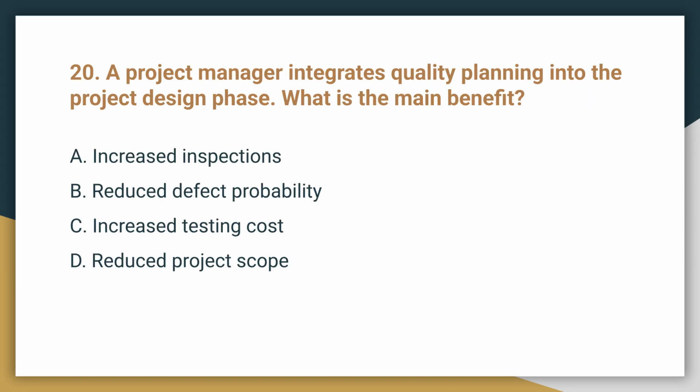Question 20. A project manager integrates quality planning into the project design phase. What is the main benefit? The correct answer is B. Reduced defect probability. Incorporating quality early reduces defects and the need for costly rework later on.